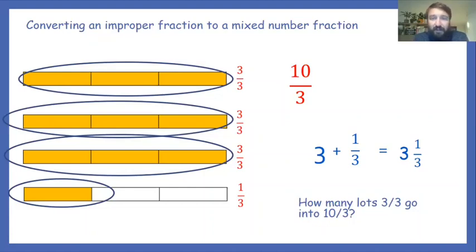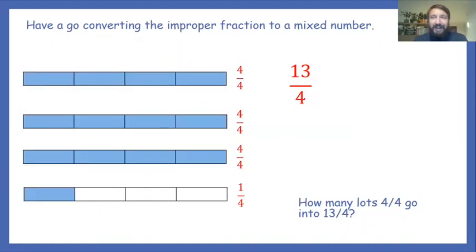Okay, which gave us our improper fraction of 10 over 3, or our mixed number fraction, which is 3 1/3. Okay, so it is time for you to have a go at converting the improper fraction to a mixed number. So I've given you 13 over 4, pretty much drawn everything out for you, so it should be nice and straightforward. Maybe take a couple of minutes, pause the video, come back to me, and we'll talk through your answer and how we got there.